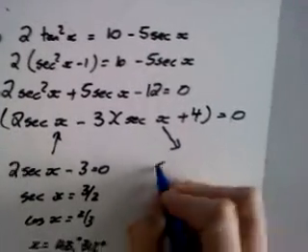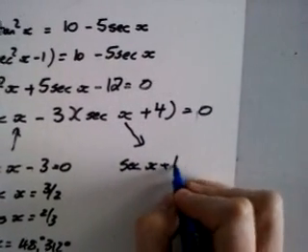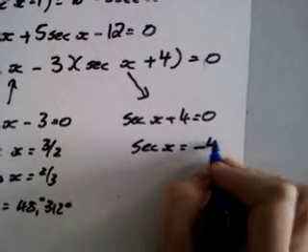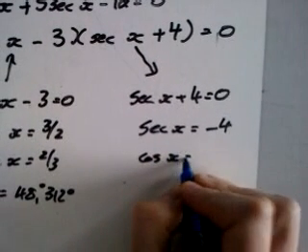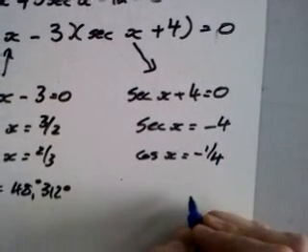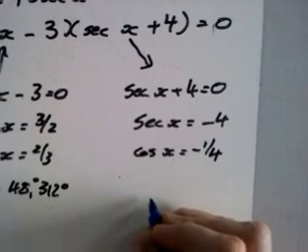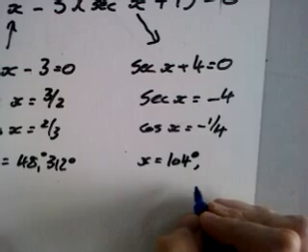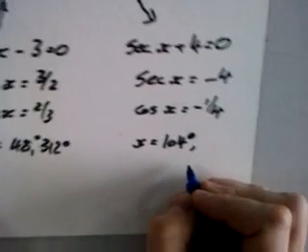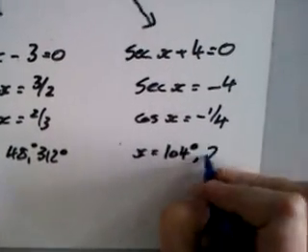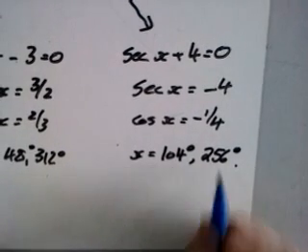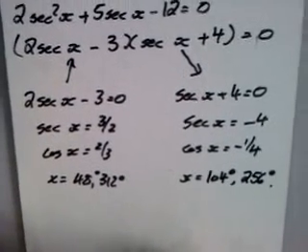Alternative is this part is equal to 0, sec x plus 4 is equal to 0, sec x equals minus 4, so cos x is minus 1/4. On the calculator, inverse cos of minus 1/4 gives 104 degrees. And just like earlier, there's one more answer, 360, take away this, 256 degrees. I've rounded each of these to the nearest degree, as it says in the question.